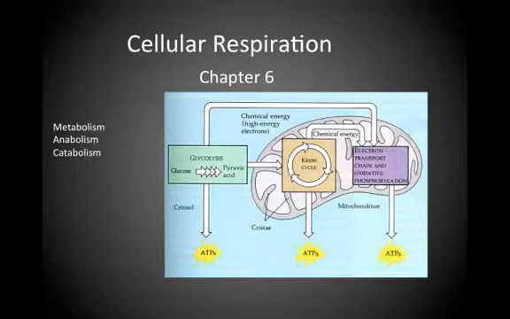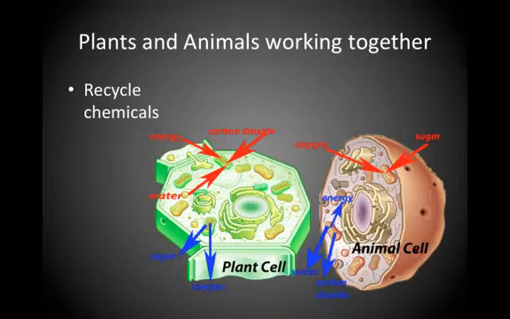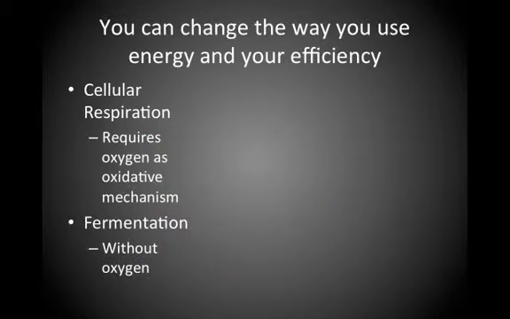Also remember that it's all about electrons. All right, it's all about taking electrons and using them for their energy. So we start out with high energy electrons, and we're going to end up with low energy electrons. It happens in the mitochondria.